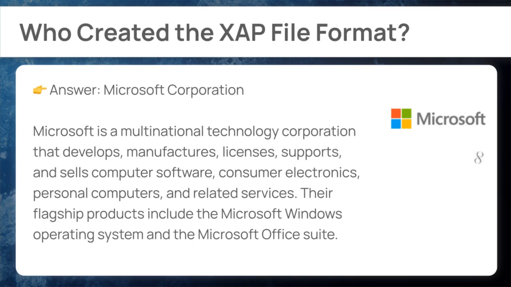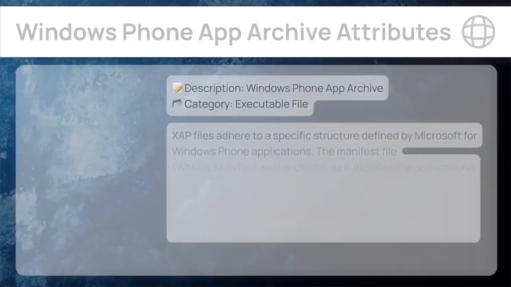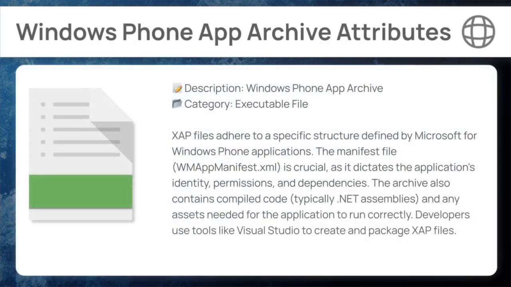XAP files are used for both deployment to physical devices and for testing within the Windows Phone emulator. XAP files adhere to a specific structure, defined by Microsoft for Windows Phone applications. The manifest file, WMAppManifest.xml, is crucial as it dictates the application's identity, permissions, and dependencies. The archive also contains compiled code, typically .NET assemblies, and any assets needed for the application to run correctly.